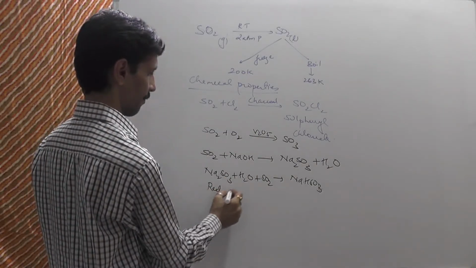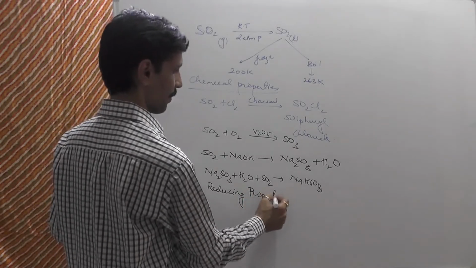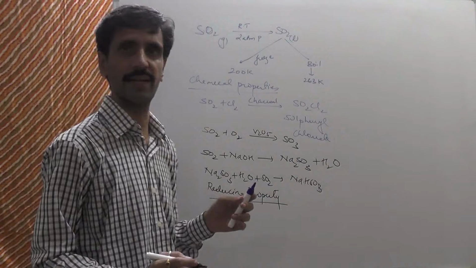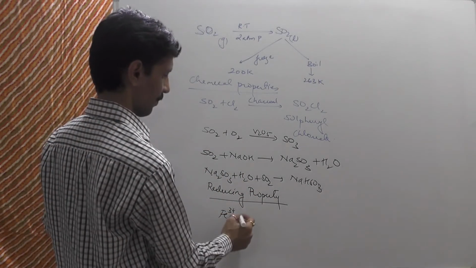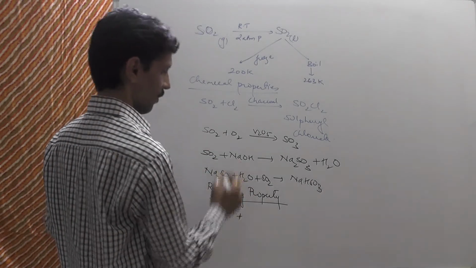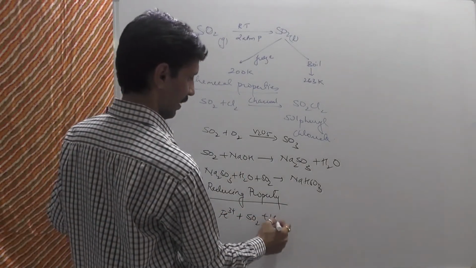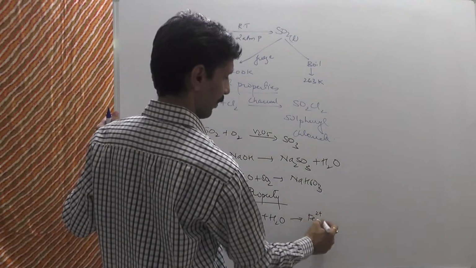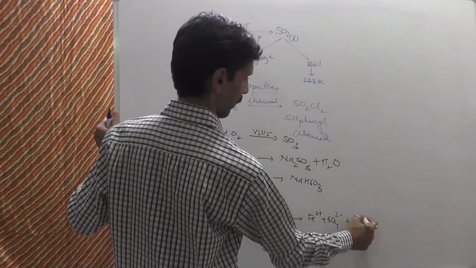Okay, next thing is its reducing property के बारे में हम बात करेंगे. We talk about the reducing property. So one of the most common reducing property that can be considered is we have Fe3+ reacting with SO2 in the aqueous medium, that is H2O, and that is going to give you Fe2+, SO4 2-, and then we got H+ ions.